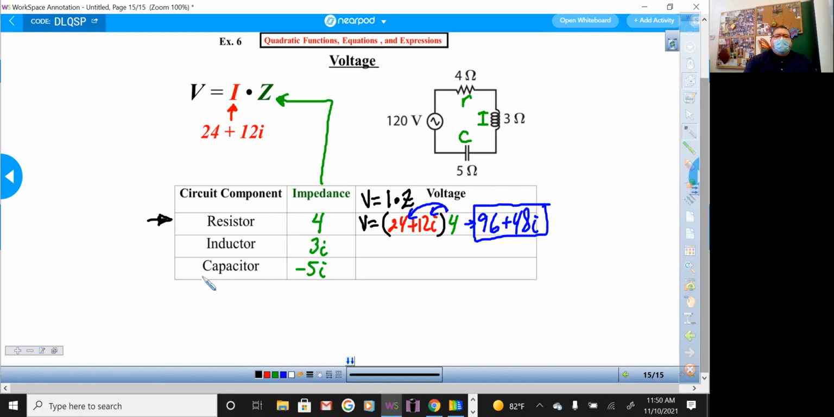Let's do the inductor now. For the inductor, I need the current. Still, the current is the same, 24 plus 12i. But now what is the impedance for the inductor? 3i. I'm going to distribute that 3i in here. 3i times 24, that's 72i. 3i times 12i, that's positive 36i squared. Am I done? No, we must not forget what? The -1 for the i squared. So what is -1 times 36? -36, and at the end we write positive 72i.